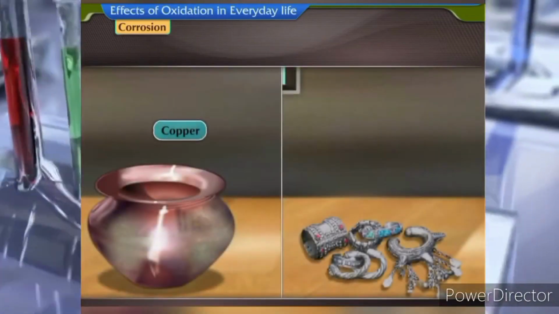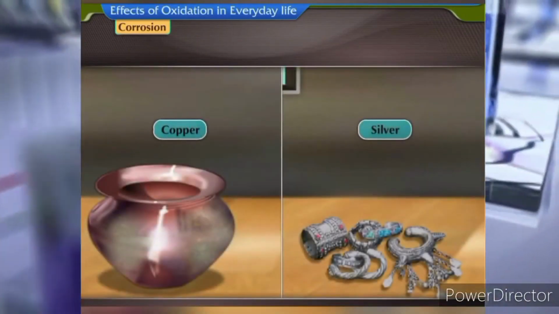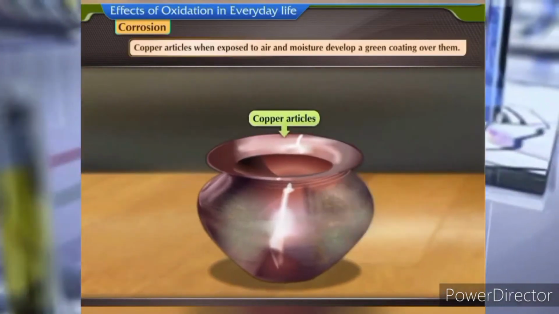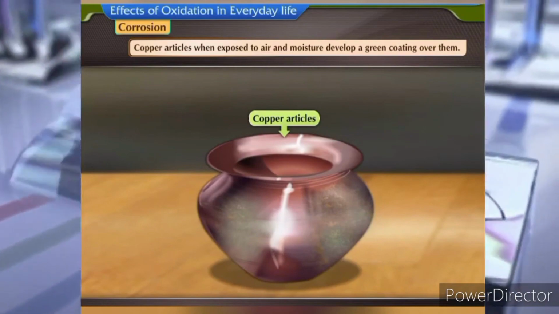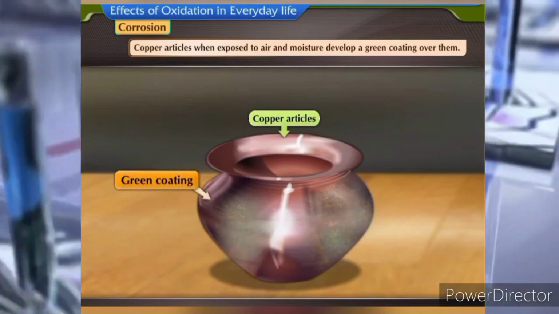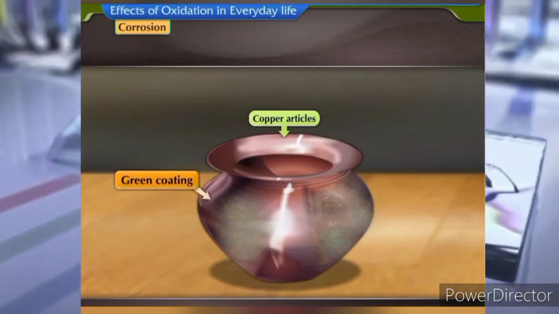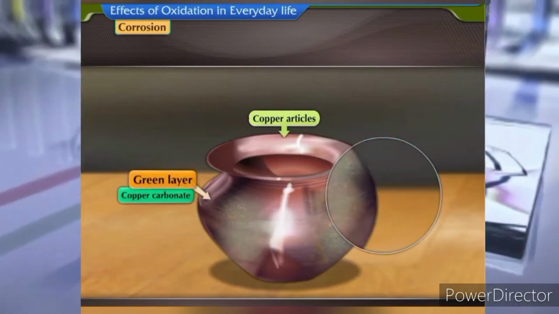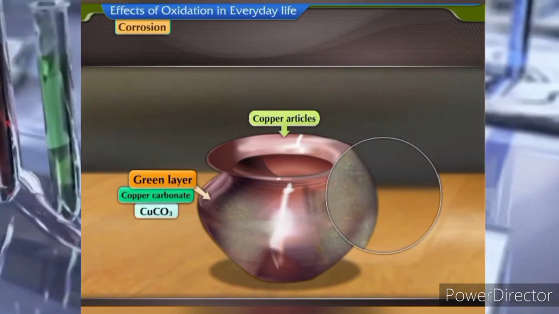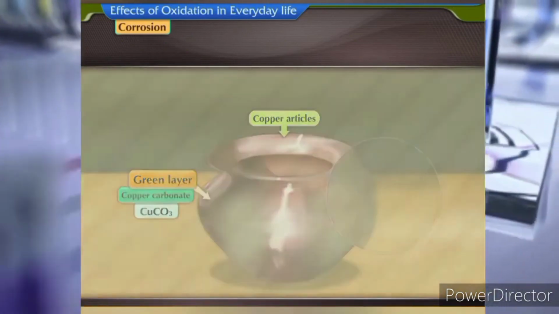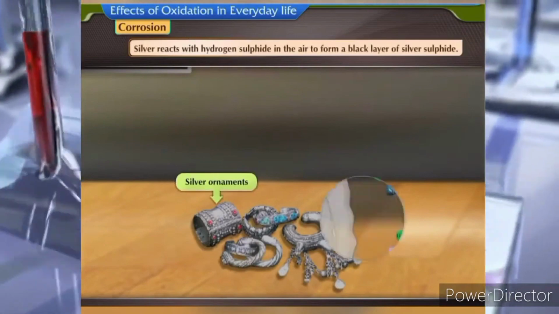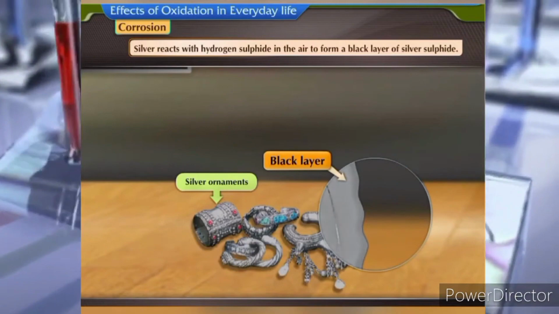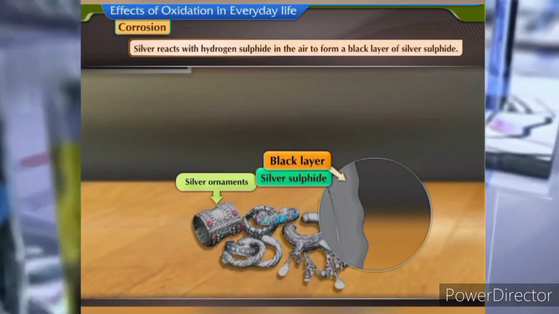Some other metals like copper and silver also get corroded when exposed to light and moisture. Copper articles, when exposed to air and moisture, develop a green coating over them. Copper reacts with carbon dioxide from the air to form a green layer of copper carbonate, CuCO3. In the same way, silver reacts with hydrogen sulfide in the air to form a black layer of silver sulfide.